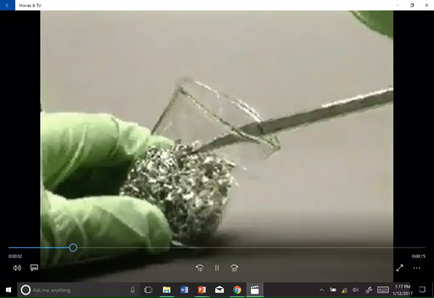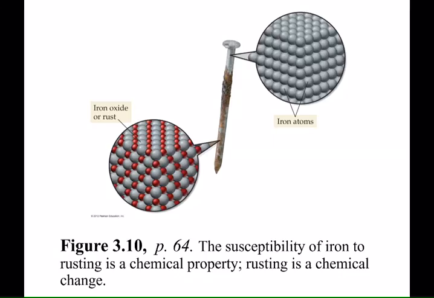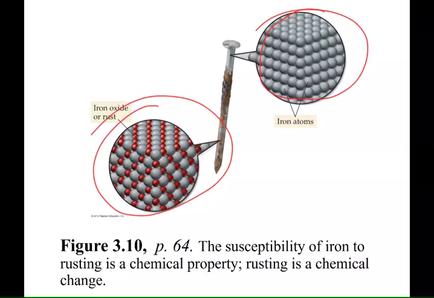This is just a figure from your textbook that shows how iron is transformed in the presence of, I think it's water and oxygen, into iron oxide. So on an atomic level, you can see where you start with something different than what you end with. Well, that's kind of nice.